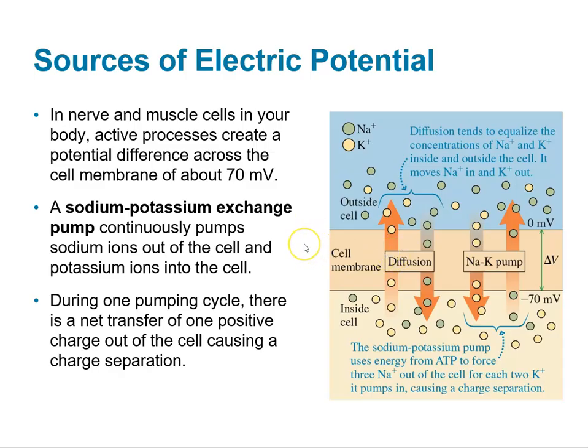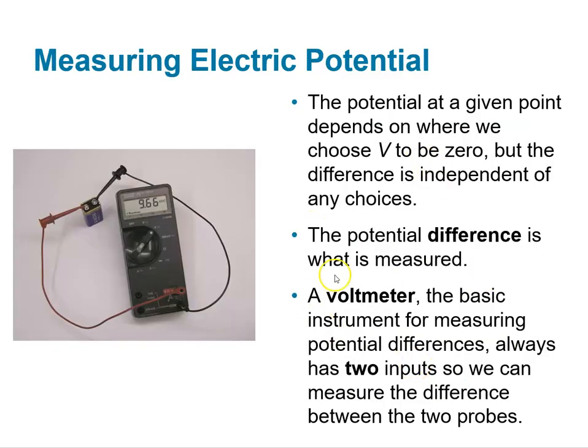Your cells can also separate charge because they participate in ion exchange. Not going to go into this in any great detail, but that's how you have an electric potential in your cell membrane. We can measure electric potential using a voltmeter. We'll get a chance to do that in reality when we do our electric field mapping lab. And the way a voltmeter works is it measures the potential difference between these two inputs.